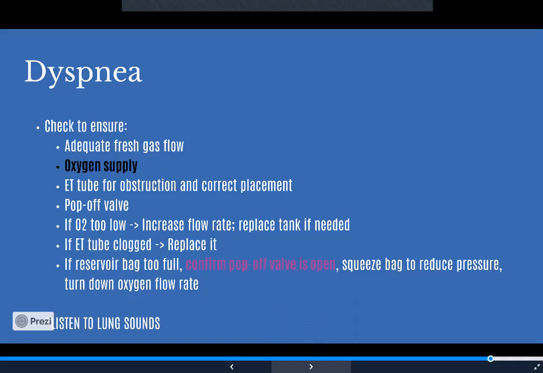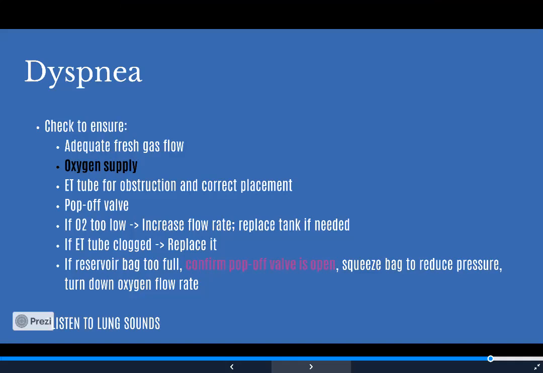Same thing with adequate gas flow. That would be day one, first thing that everyone would be learning. So, I mean, that is a huge safety concern. And so, yeah, if oxygen is too low, we have to increase that gas flow. So, you know, just making sure that we know where our parameters are supposed to be. You know, we have low flow and then a high flow. Like I said earlier, replacing the tank if we need it, but that should have been done prior to. And then if the ET tube is clogged, replace it, which we talked about already.